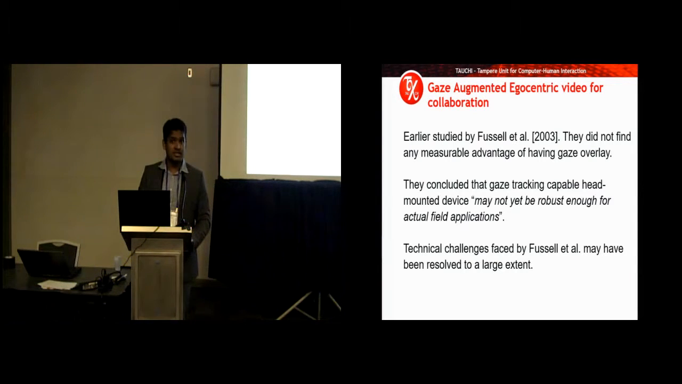Gaze tracking research in the last decade has been improving considerably. And there is a growing interest to go from a controlled lab setting to a mobile everyday scenario in gaze tracking research. Even though it's still not perfect, it has considerably improved in the last decade. So we feel that the technical challenges faced by Fusel and others may have been resolved to a large extent in the current state of the technology. And after 13 years, we wanted to revisit this area one more time.